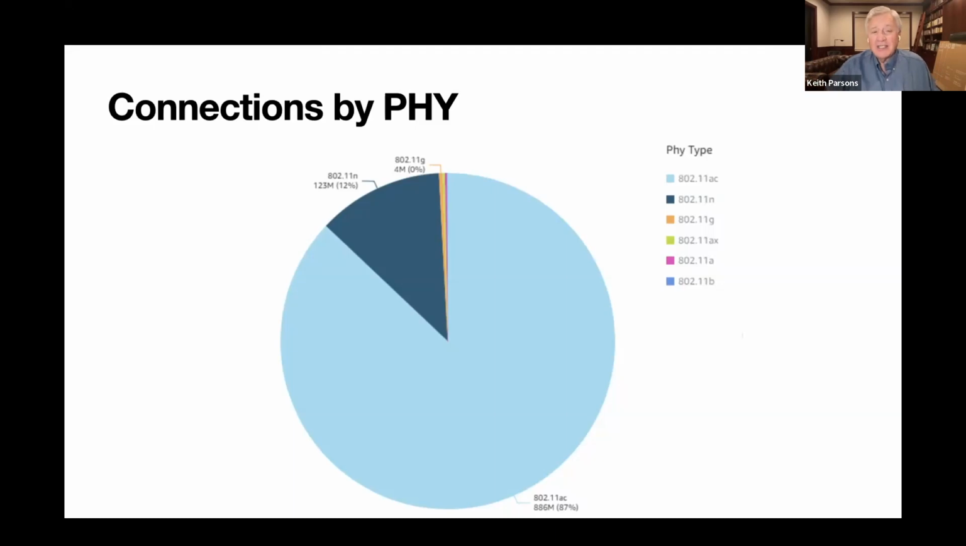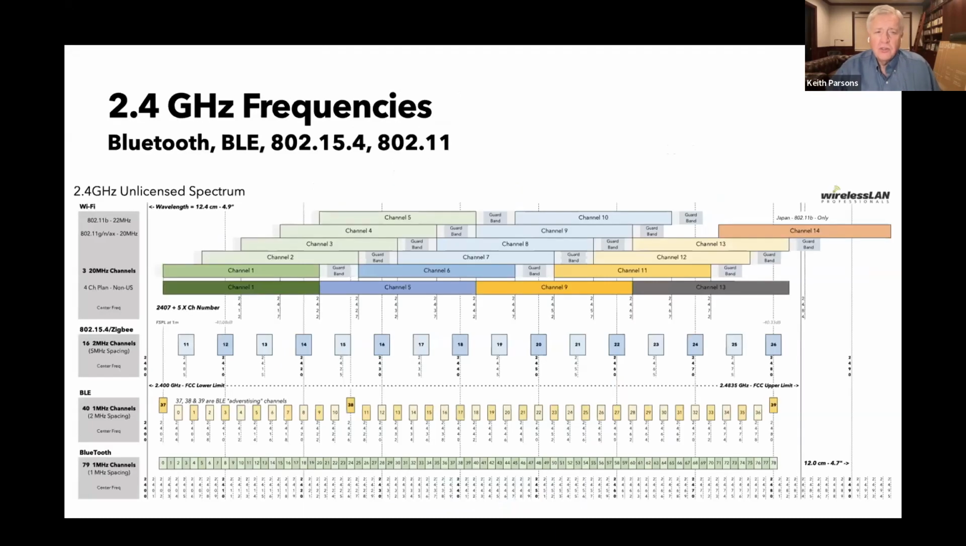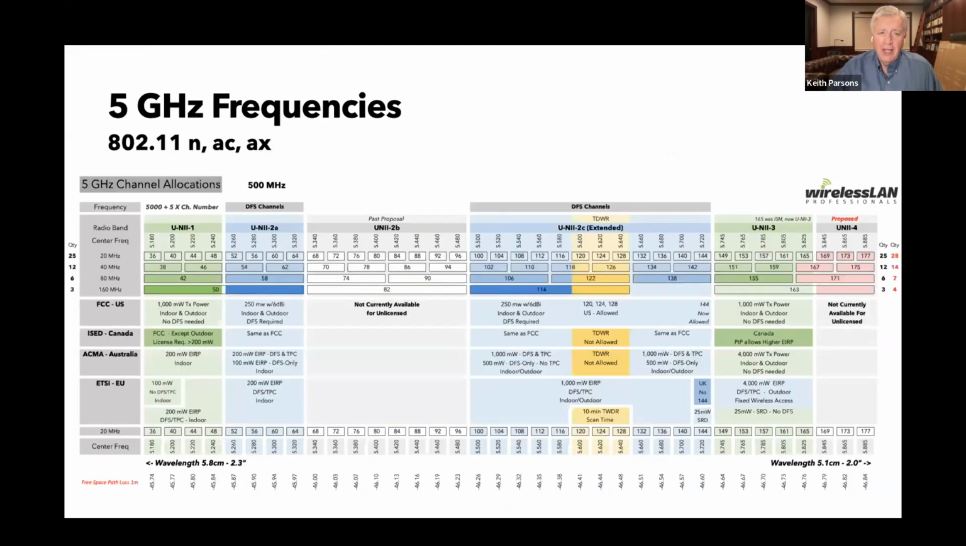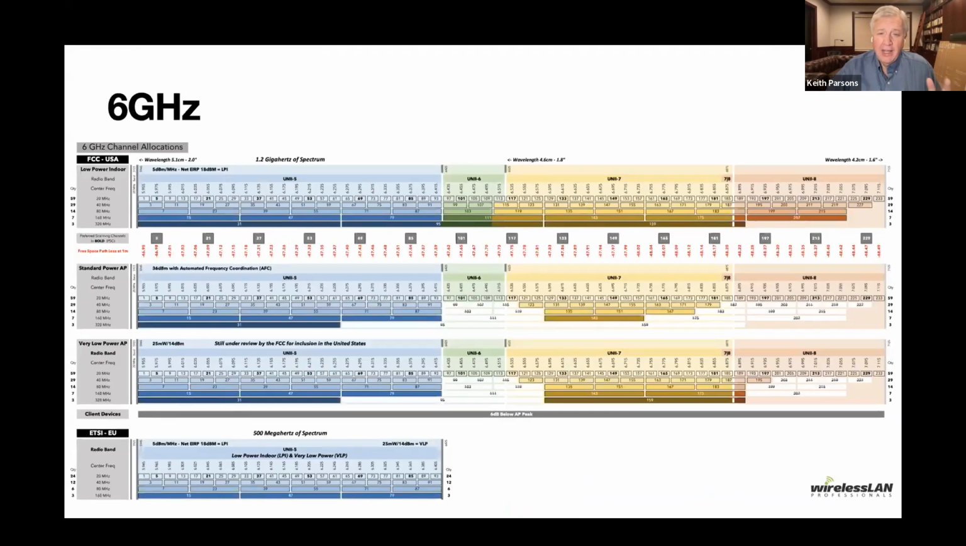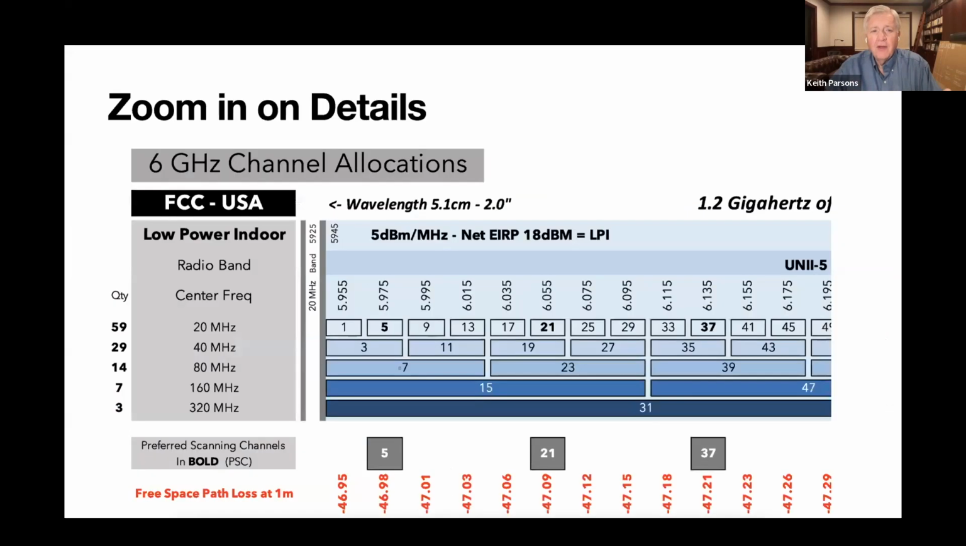So moving on to the next set, let's talk about the radio frequencies. We have 2.4 gig frequencies used by Bluetooth, BLE, 15.4. We have 5 gig frequencies for N, AX, and AC. We have 6 gig frequencies for AX, the Wi-Fi 6E stuff. If you want to zoom in on yours when you look at the copy of the slides, I've added some details in almost the middle of the page here. There's a bold 5, and this is an older one. We've updated it since then.